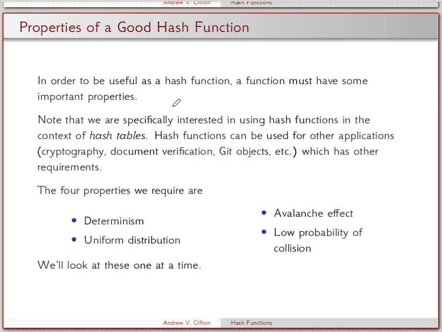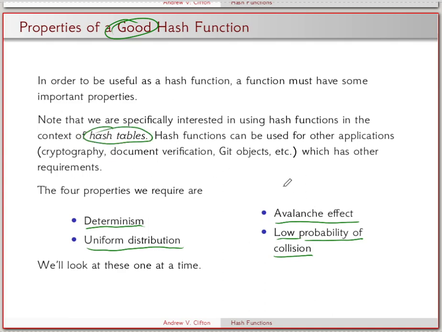Okay, so a good hash function, we don't want to build a bad hash function, right? We want to build a good hash function. It has 4 properties: determinism, it should have a uniform distribution, it should have an avalanche effect, and it should have a low probability of collision.